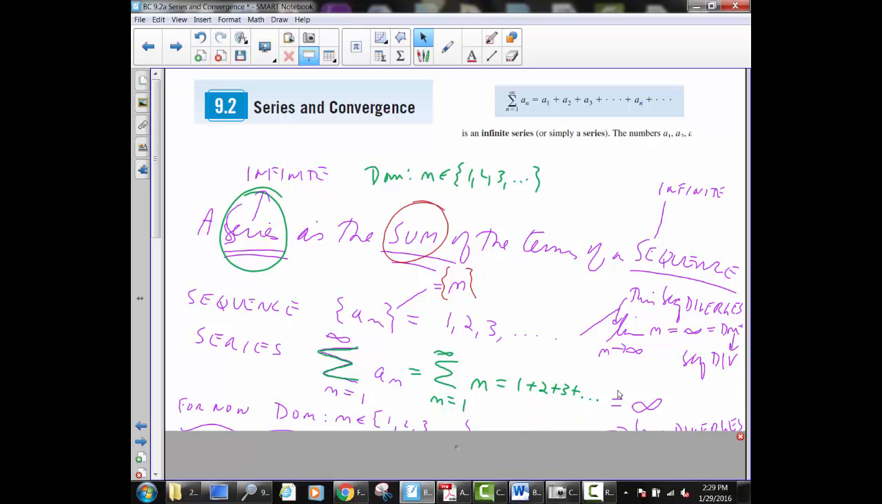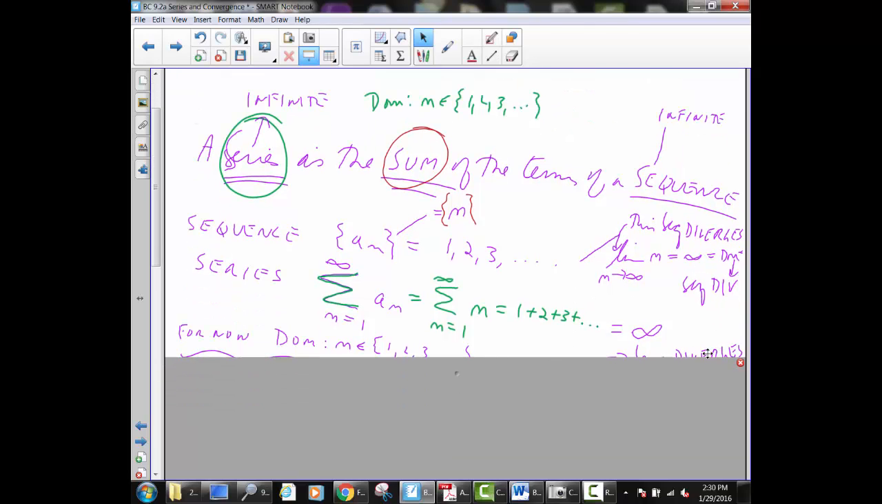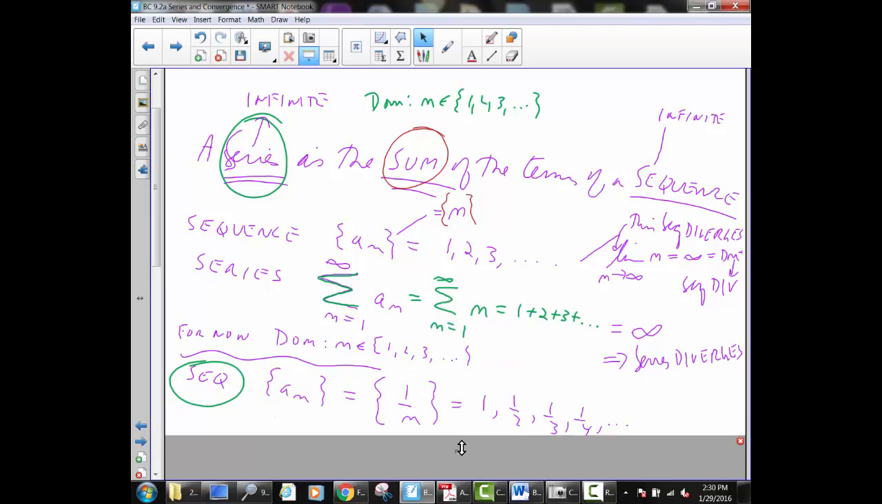Now you can easily see that the series diverges, because if you keep adding these large numbers, it'll just keep getting larger and larger. And you can also see that for the sequence it came from, the limit as n goes to infinity of n is infinity, so the sequence also diverges. But that won't always be true, and I'll show you that in a second.